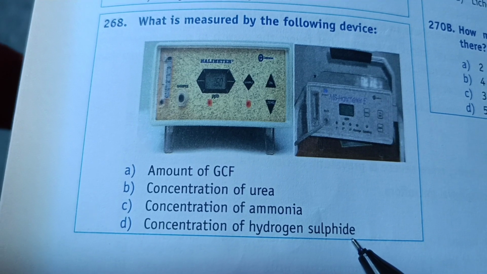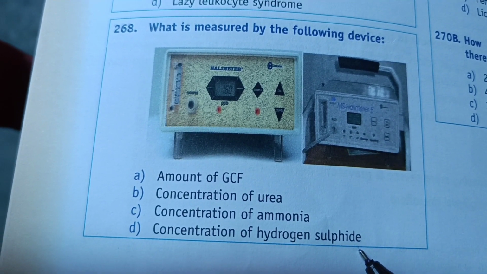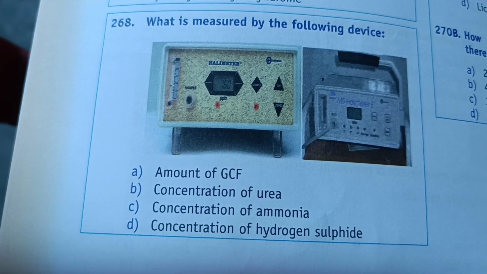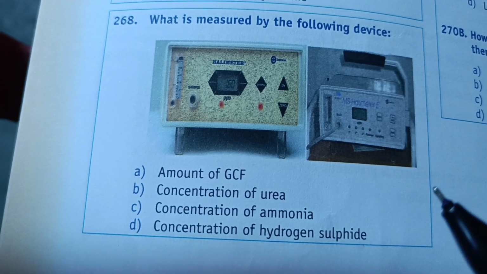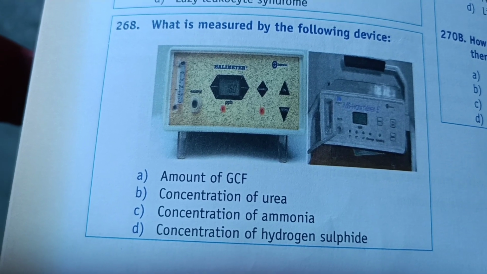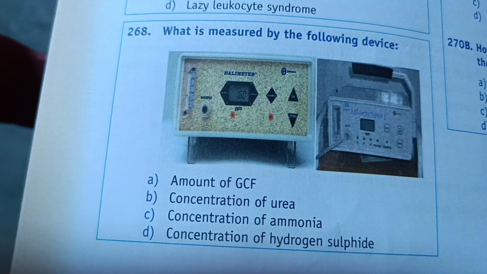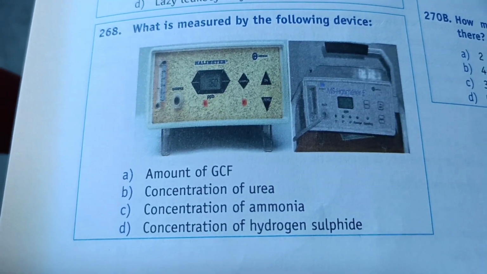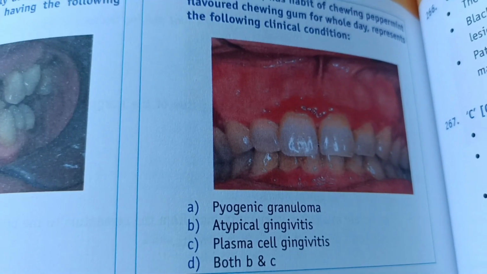It's an electronic device that analyzes the concentration of hydrogen sulfide and also methyl mercaptan, but without discriminating between them. Absence of breath malodor leads to a reading of 100 ppb or lower. Patients with elevated concentration of volatile sulfur compounds easily reach 300-400 ppb. So your right answer is option D, concentration of hydrogen sulfide. Now come to the next question.